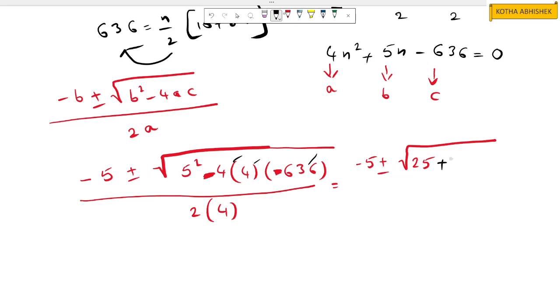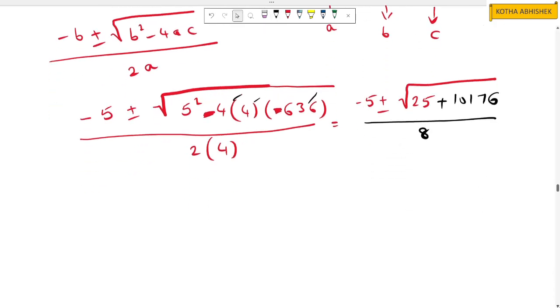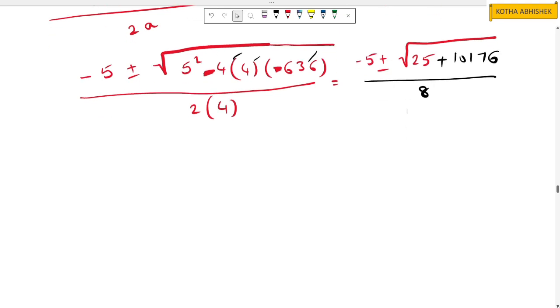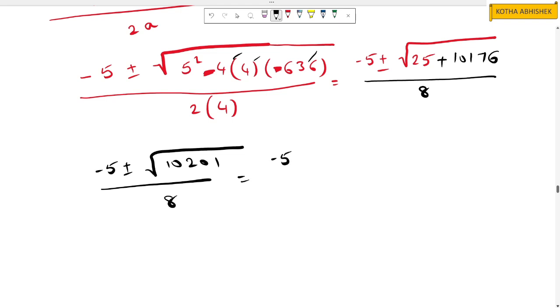That is 10,176. Whole divided by 2 times 4 is 8. Let us simplify this further. Outside I will write as it is until I simplify the inside of the square root. So it will be now minus 5 as it is, plus or minus under root 10,176 plus 25. That is 10,201 divided by 8, which equals minus 5 plus or minus.